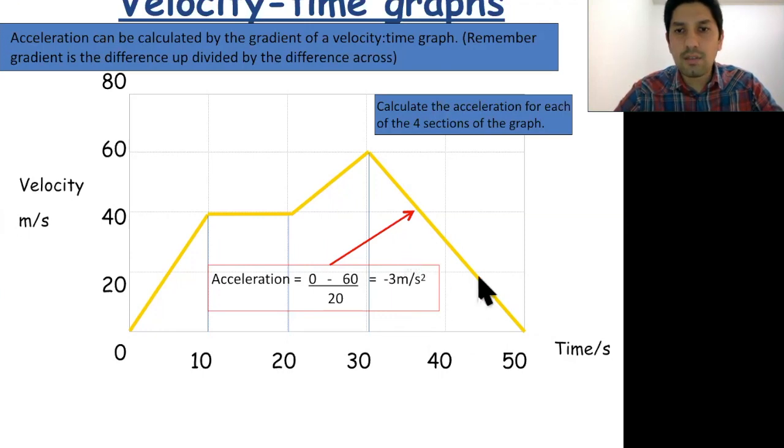In the last section, final velocity is 0, initial velocity is 60, and during 20 seconds, so negative 60 over 20 will be negative 3 meters per second squared. Negative 3 meters per second squared represents deceleration.